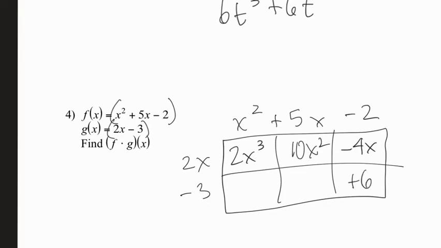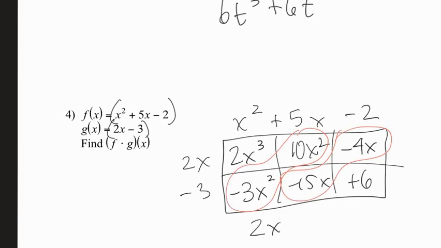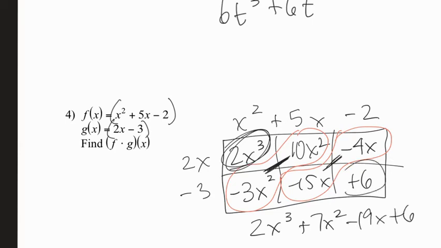It's very convenient. It sort of keeps itself organized for you. And I love this part. Your like terms end up being diagonal from each other automatically. So when I try to write my answer to this, I get 2x cubed because it has no like terms, plus 7x squared because these two combine together, minus 19x because these two combine together, and then plus 6 because this constant term has nothing to combine with.